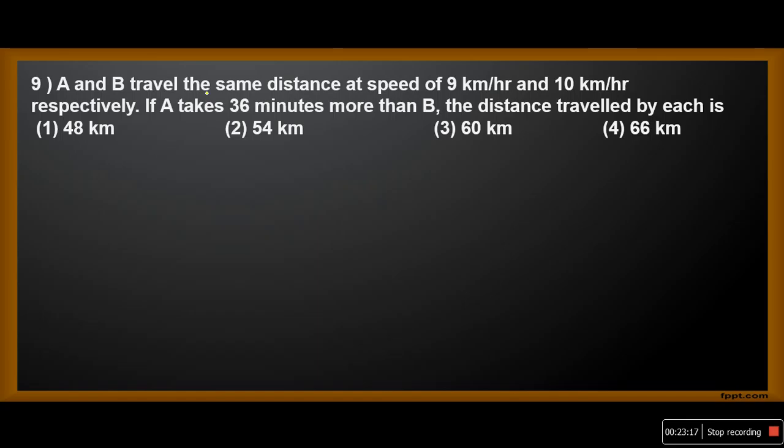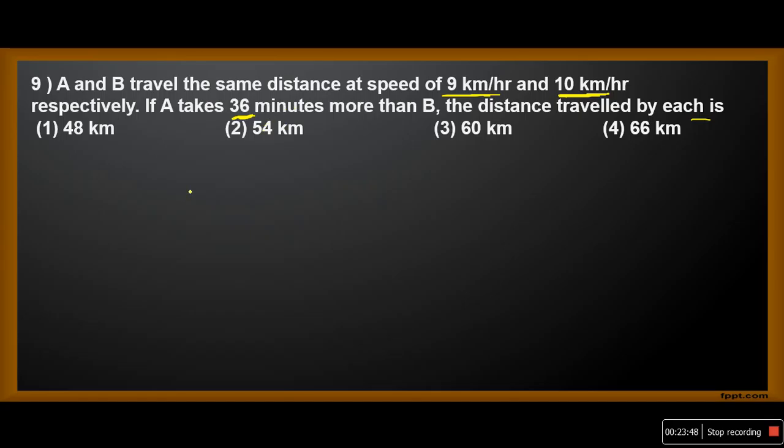A and B travel the same distance at speeds of 9 km and 10 km per hour respectively. If A takes 36 minutes more than B, the distance traveled by each is? Be careful. Here the speeds are given in kilometer per hour, but the difference in time is given in minutes. So how to tackle this question?